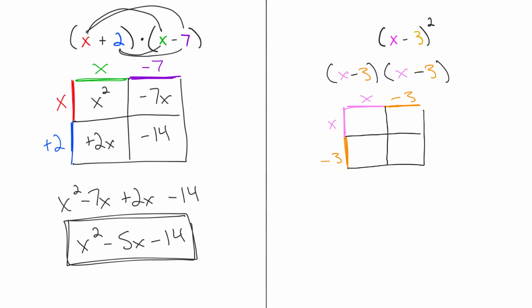All right, so let's find the area of this. X times x is x squared. Negative 3 times x is negative 3x. Negative 3 times x is negative 3x. And then negative 3 times negative 3 is positive 9.